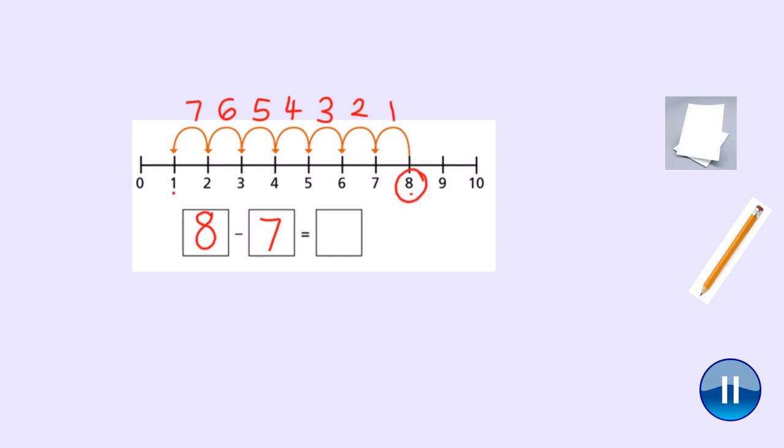Where did they land? They landed on 1. So the answer is 1. 8 subtract 7 equals 1. Your number sentence should be the same as mine. It should say 8 subtract 7 equals 1. Give yourself a tick if you got it right.